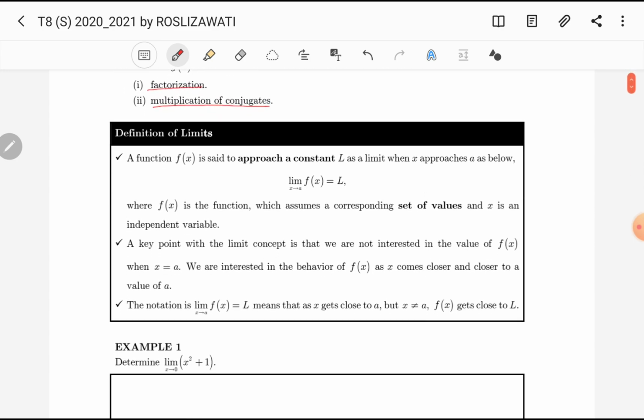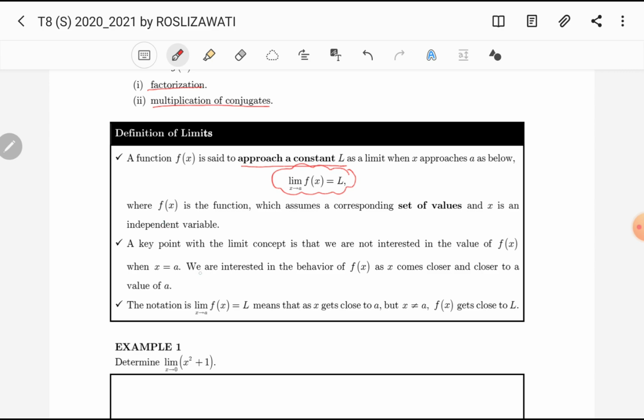Okay, so firstly, we go to the definition of limits. A function f(x) is said to approach a constant L as a limit when x approaches a, as below. So this is how to write the limit: limit of f(x) as x approaches a equals L.